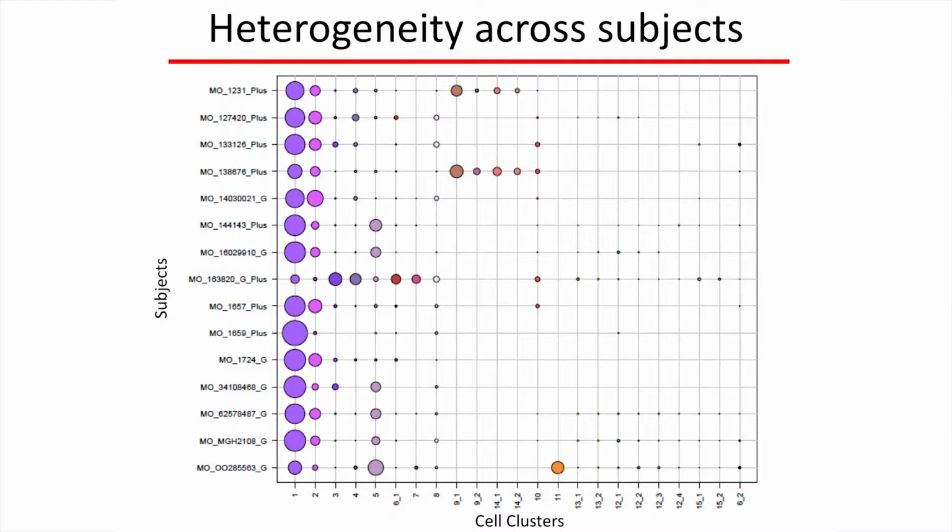If we look across individuals, here we have the different clusters that I just showed you in the previous slide in columns, and in rows we have each individual subject. And you can see that cluster 1 over here really accounts for most of the microglia. And so we might think that this captures the state of the homeostatic microglia.